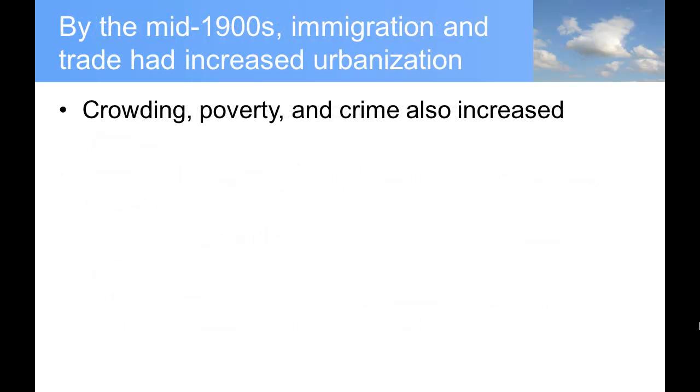By the mid-1900s, however, immigration and trade had decreased urbanization. Cities were seen as places filled with crowding, poverty, pollution, crime. So with these things, cities in the developed world, especially in the United States, became less attractive places to live, and the migration pattern towards the suburbs began.